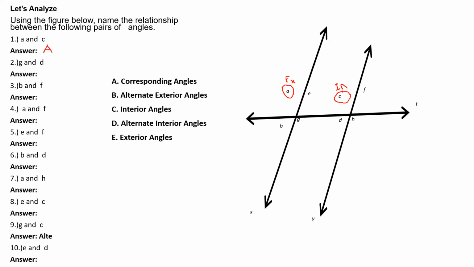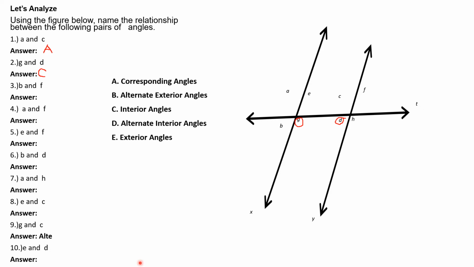Okay, very good. Next, for number 2, we have here angle G and angle D. So angle G, we have here angle G and angle D. They are both located interiorly. They are both interior angle, and then they are both on the same side of our transversal line. That means they are both interior angle. Okay, so that's letter C.